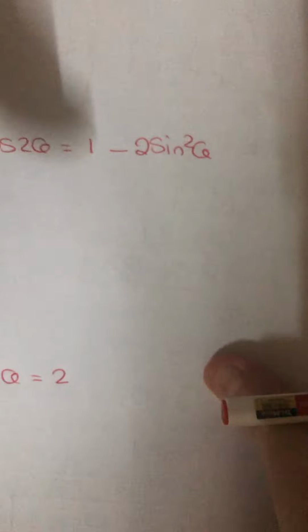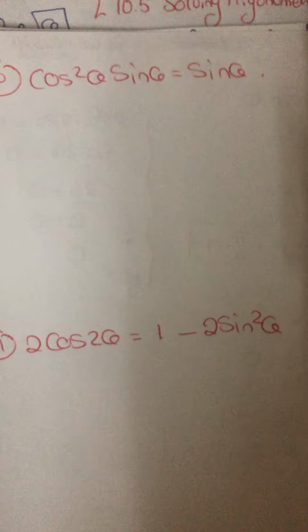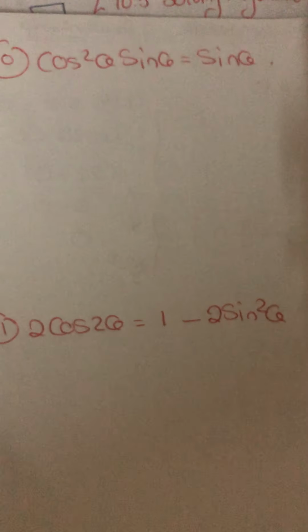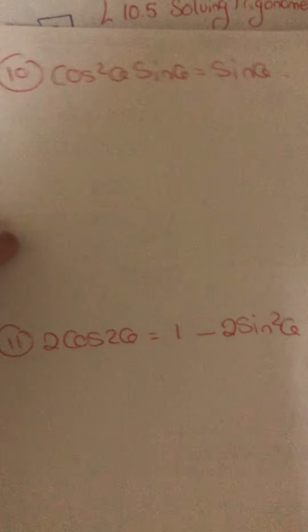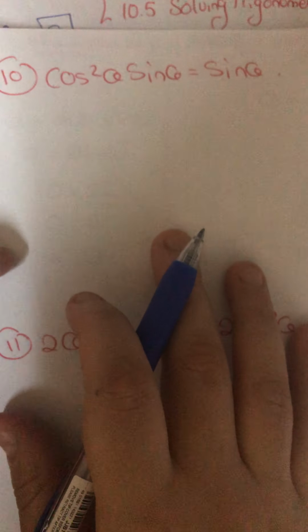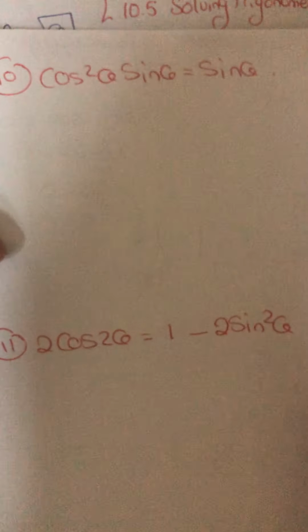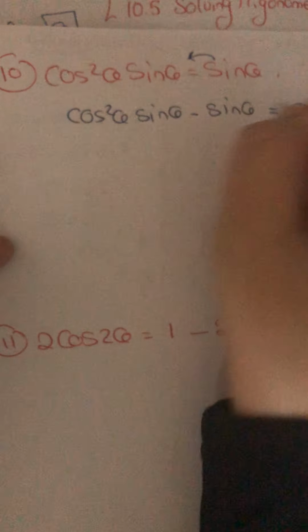Question number 10: cosine squared theta sine theta equals sine theta. For question number 10 there are extraneous solutions, meaning solutions will come out, but when I substitute them I find that they are wrong. I'm sorry, they are wrong. Anyways, I would start with cosine squared theta sine theta minus sine theta equals 0.